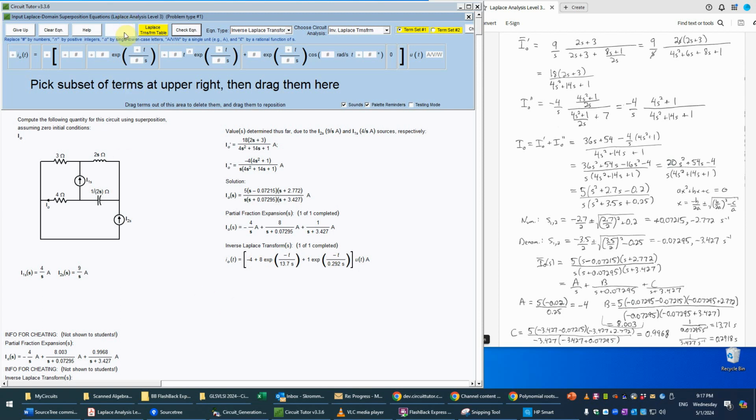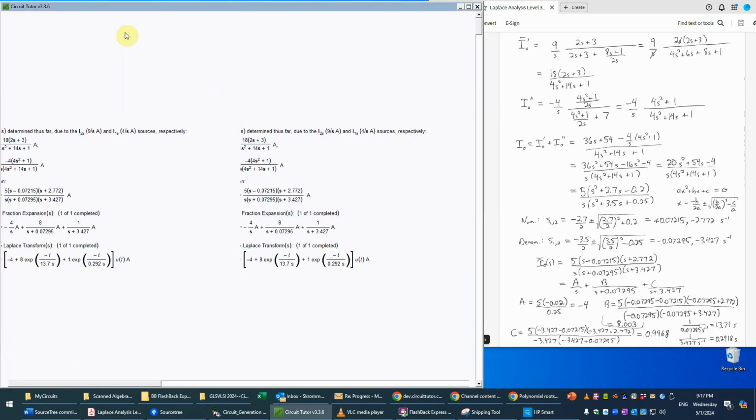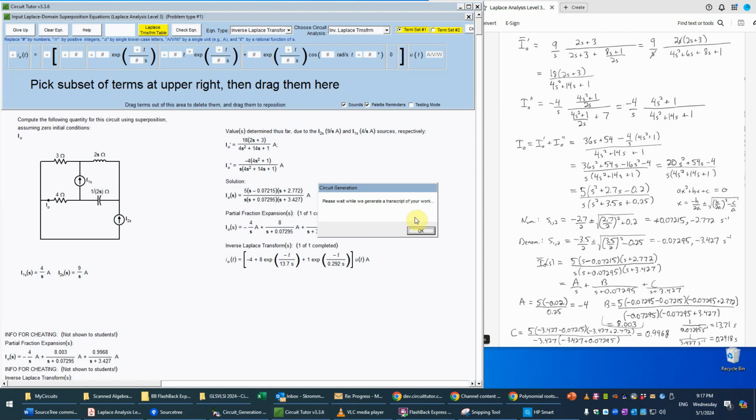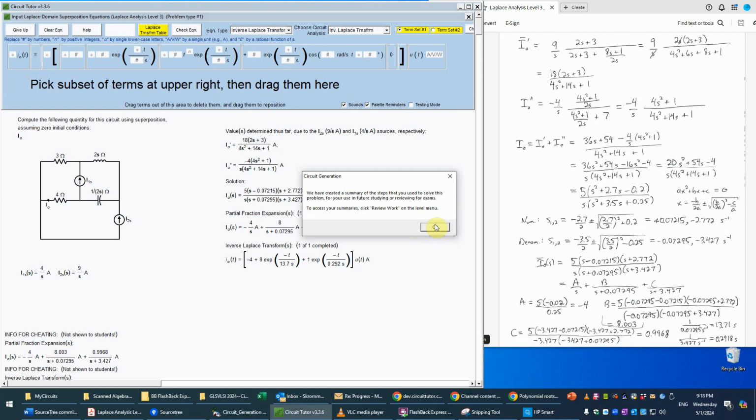And now we just have to say no more equations. And it'll do the usual PDF transcript of our work, which we can use to review or study later on. And you can access that from the review work button on the level menu for this game. Okay, and it'll also offer to give us a detailed explanation. And that would show us all the steps that we took here.